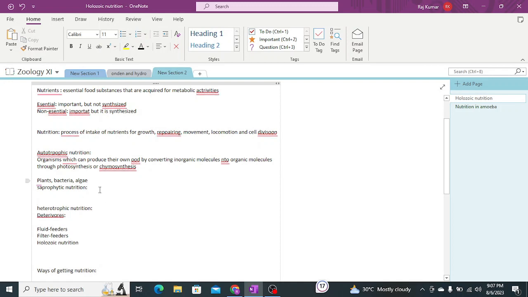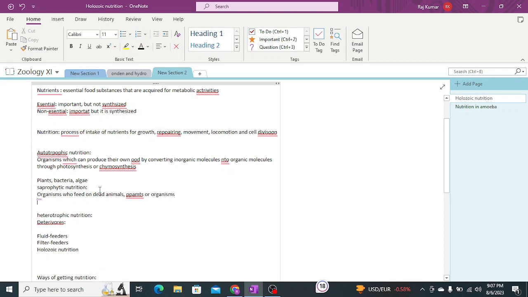And a good type of autotrophic nutrition is saprophytic nutrition. Saprophytic nutrition involves organisms who feed on dead animals, plants, or other organisms. This type of saprophytic nutrition involves decomposers as a good example, as there are many decomposers which decompose the dead material of animals, plants, or other organisms, and these basically work as decomposers in order to sustain themselves by producing their own food.